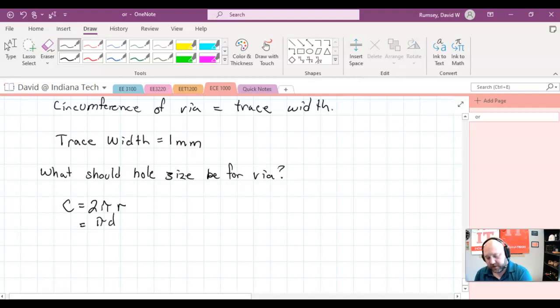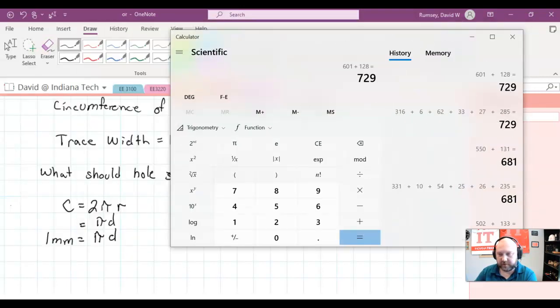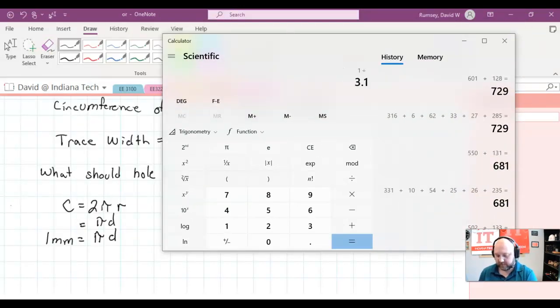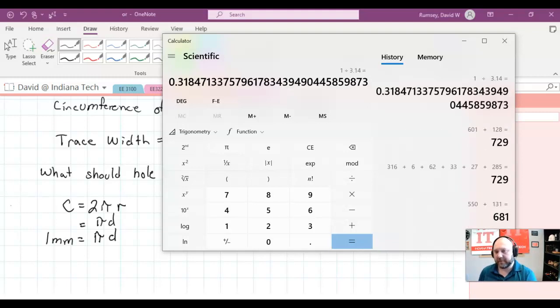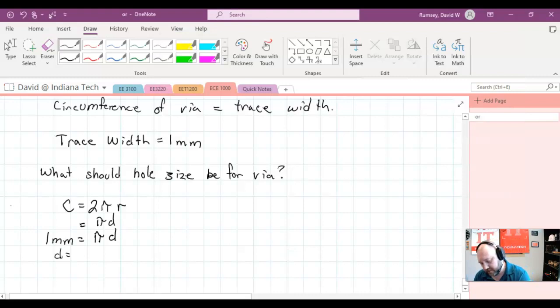If I have a circumference, well, my trace width is 1 millimeter, so I'm going to set the circumference at 1 millimeter for my via, and this would be pi times my diameter. I'm going to do that on a calculator real quickly: just 1 divided by 3.14. Yes, I know that's not pi, but that's good enough for us here. So we have a via size of 0.3 millimeters. So D here would be 0.3 millimeters.